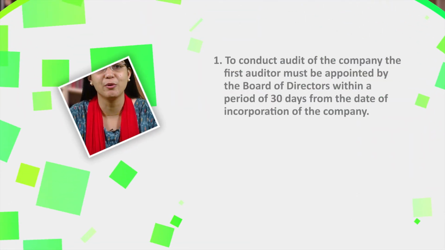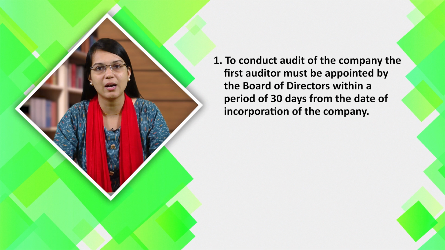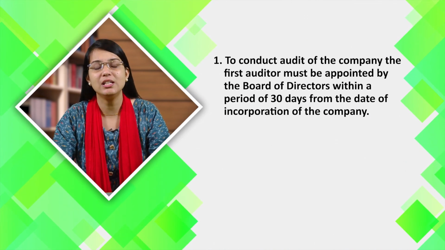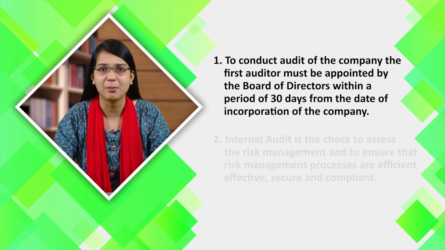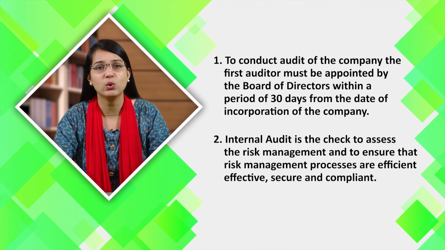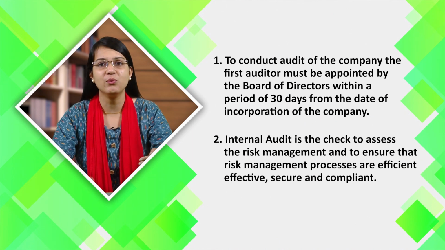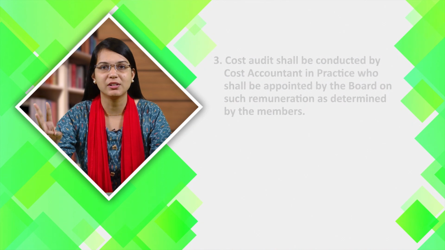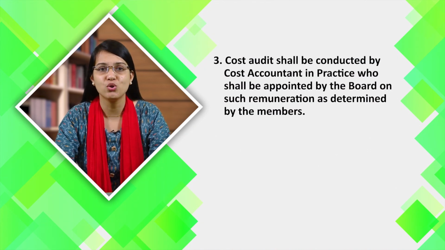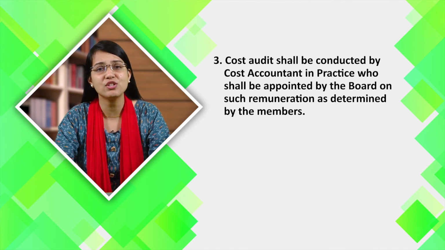We discussed, number first, to conduct audit of the company, the first auditor must be appointed by the board of directors within a period of 30 days from the date of incorporation of the company. Number second, internal audit is a check to assess the risk management and to ensure that risk management processes are efficient, effective, secure and compliant. Number third, cost audit shall be conducted by a cost accountant in practice who shall be appointed by the board on such remuneration as determined by the members.